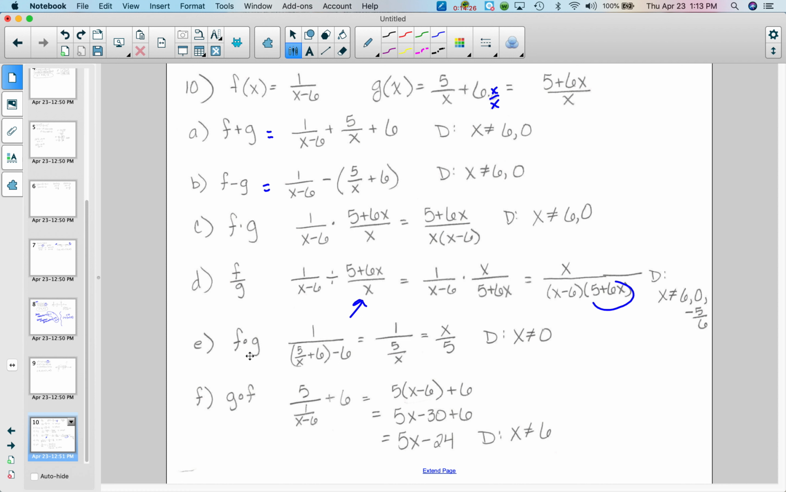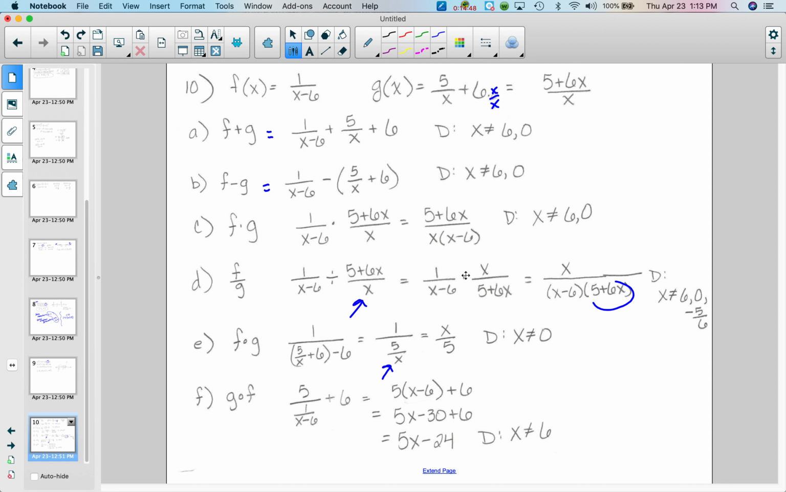Then f of g of x means you're putting g inside of f. So that's what I did here. And it looks like then I simplified that just by, these are opposites. 1 divided by 5 over x, change that to multiplying by the reciprocal. And we get x can't be 0. Again, because of this step here, we can't have 0 in the denominator.